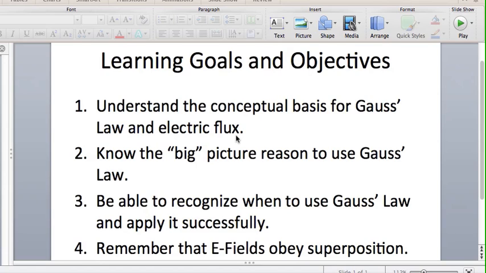Our first learning goal is to understand the conceptual basis for Gauss's law and electric flux. The second learning goal is to know the big picture reason to use Gauss's law. The third is to be able to recognize when to use Gauss's law and apply it successfully. And the fourth is just a general reminder that E fields obey superposition.